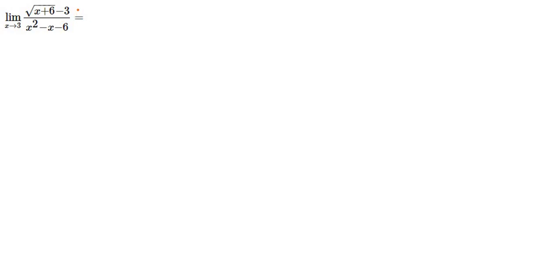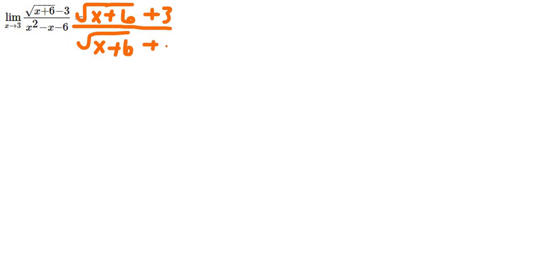So we need to multiply the top and bottom by the square root of x plus 6 plus 3. And we also need to do this for the denominator, which is also going to be the square root of x plus 6 plus 3. So this is really going to be a couple of FOIL parts now.